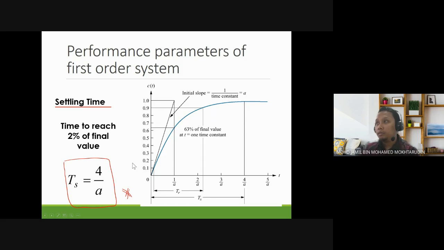But we don't explain the derivation. We just give you the definition and the formula.